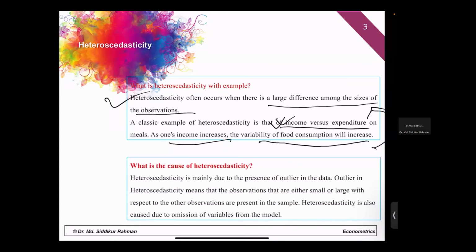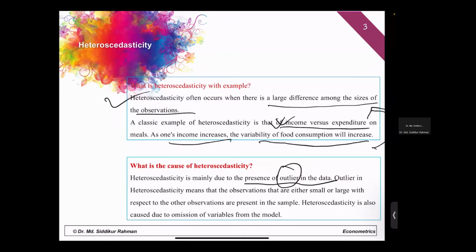So what is the cause of heteroskedasticity? Why does heteroskedasticity normally occur in data sets? I can tell you heteroskedasticity occurs due to the presence of outliers in the data. So what is an outlier? You already know what an outlier is. Could anybody please tell me, what is an outlier? The extreme value. Extreme value, the really smaller or greater value. Okay.